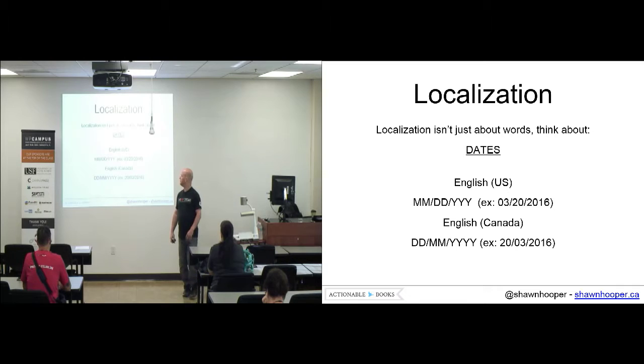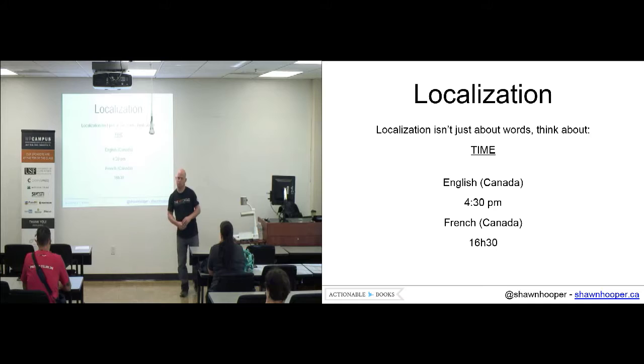Displaying of dates. In the US, it's month, day, and year is the order that you present in. In Canadian English, it's day, month, and year. If you're using the ISO standard, it's year, month, and day. And when you're presenting time, 4:30 p.m. That's how we write the time. In French, 16H30. They use the 24-hour clock and they use an H to separate the hours and minutes.